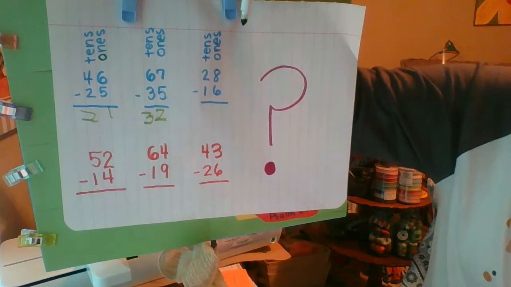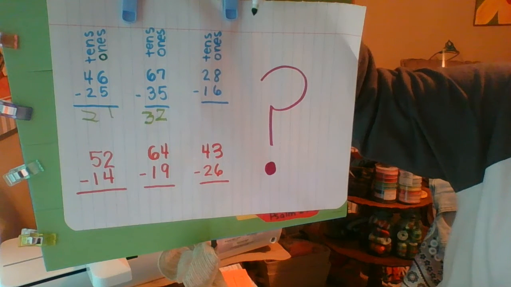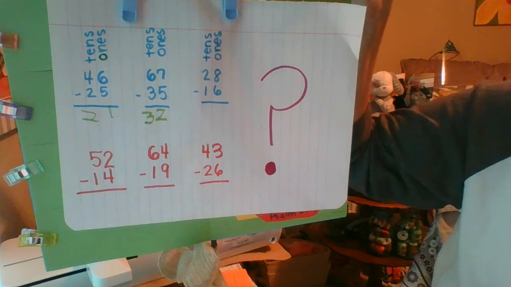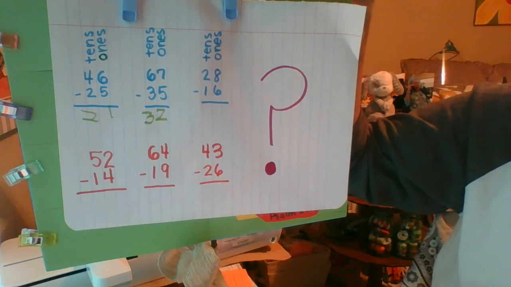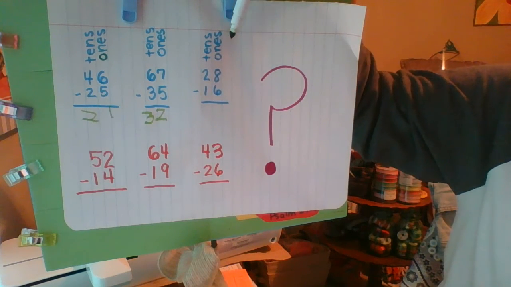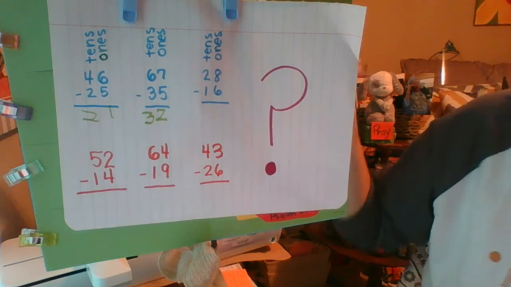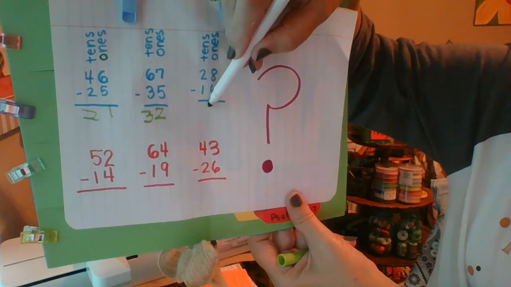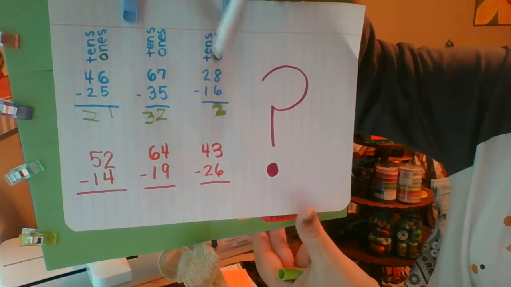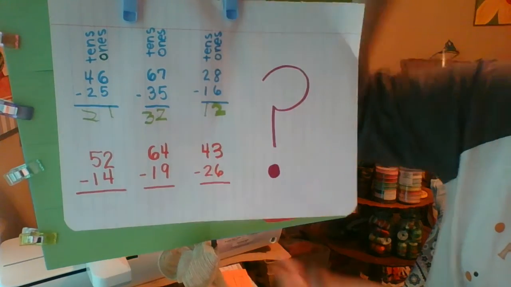All right, let's look at one more up here in the blue. We always start in our ones, and the problem is 28 minus 16. So let's go to our ones place. Is 6 smaller than 8? Yes, it is. So if we take it away, we have 2 left, and 2 take away 1 is 1.